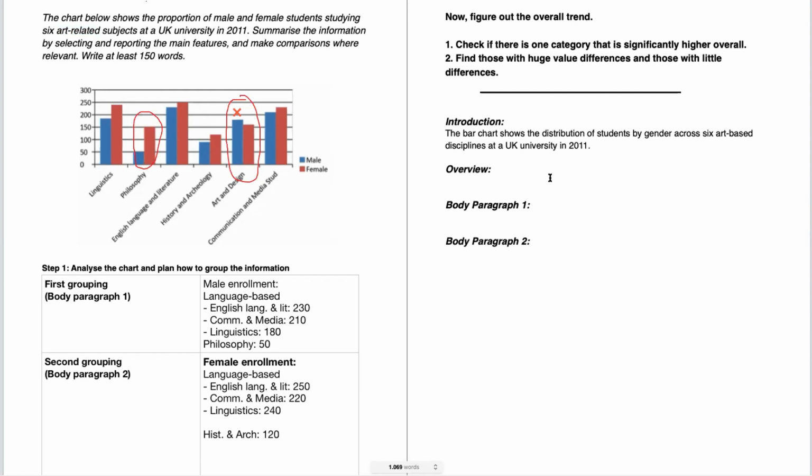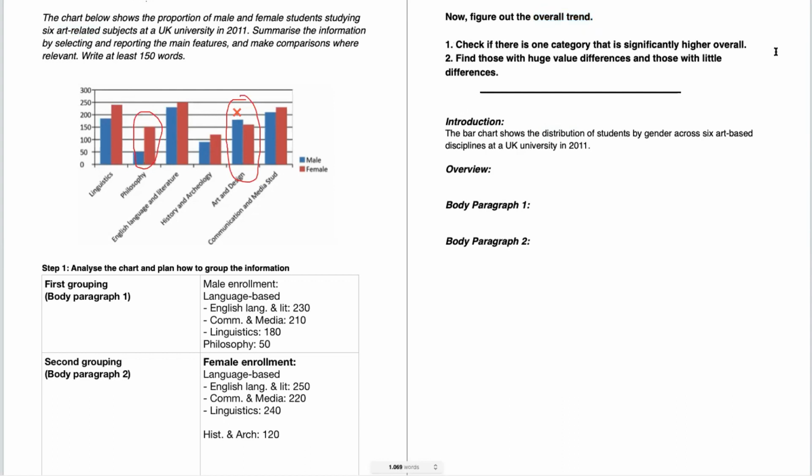It just really introduces things on a professional level and does not introduce anything strange or creative. Now, for the overview, remember, we're going to write the overall trend, which is what we have just looked at.